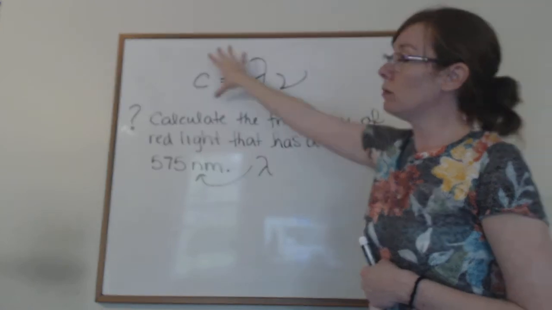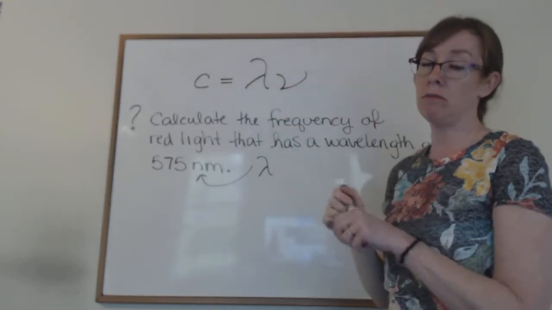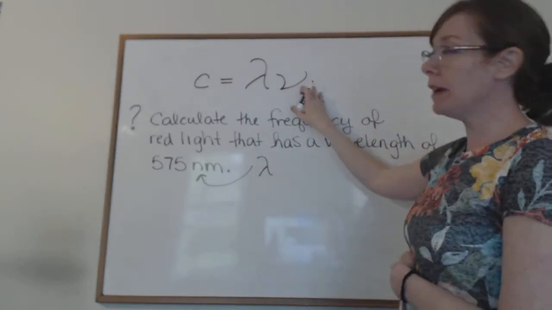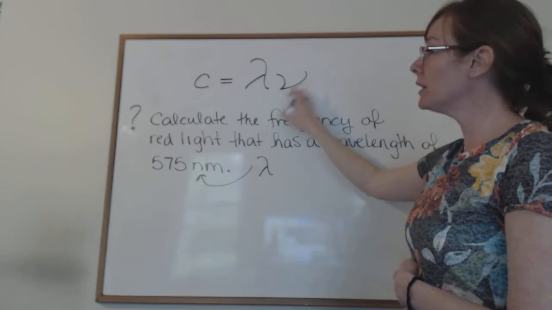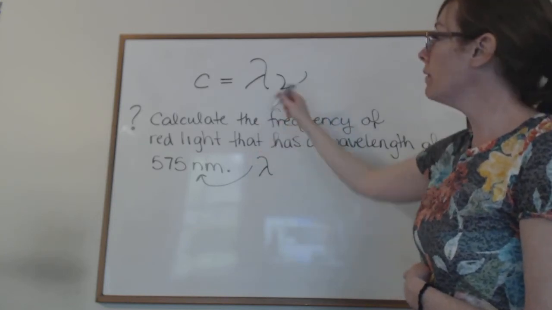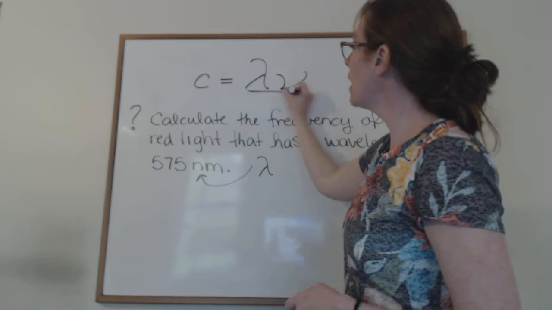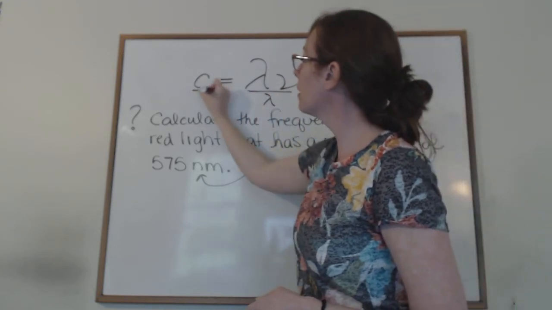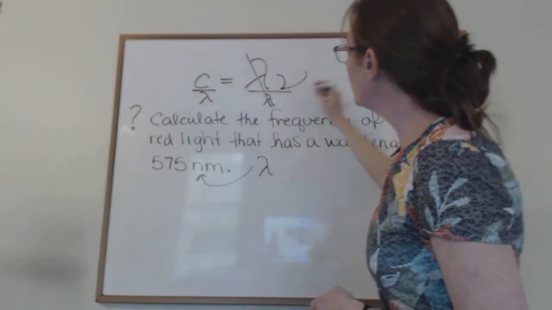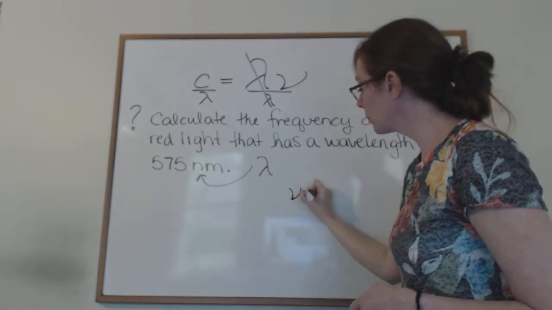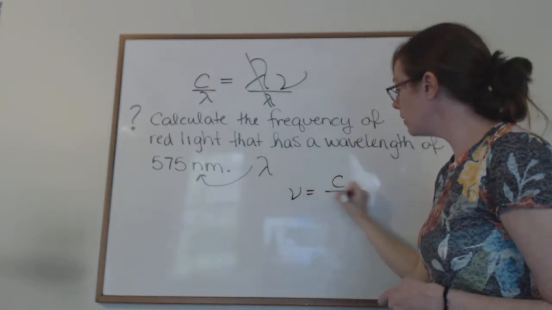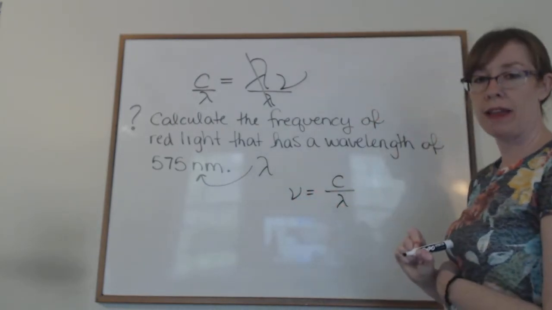So what I always would do is just write that equation on my paper, and I would rearrange it for frequency, because that's what I'm trying to solve for. If you want to rearrange that for frequency, you would have to divide both sides by wavelength, and that will isolate frequency. So frequency will equal C over wavelength.